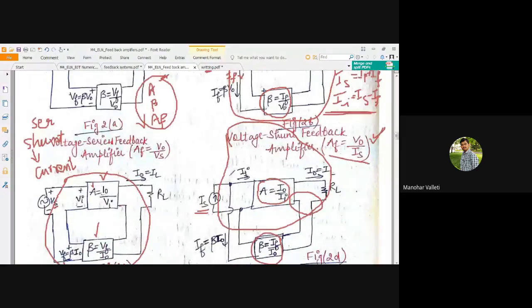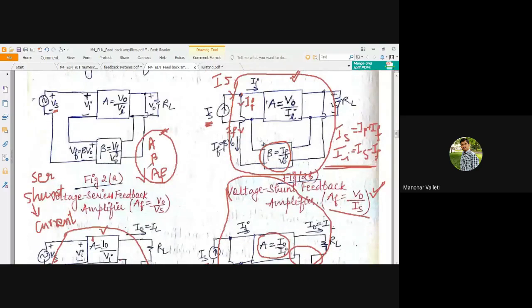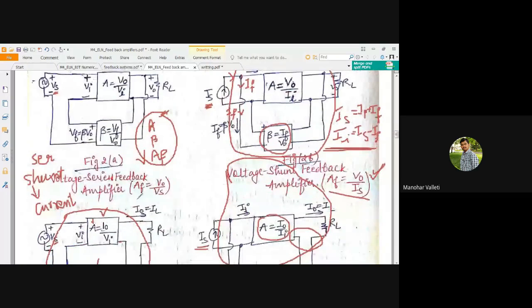So based on these feedbacks, by seeing the AF gain, feedback gain, can I give some name to this? As the gain is output voltage by input voltage, then I can say voltage series feedback. Based on this AF equation, we are giving one more name to this voltage series feedback. So this acts as a voltage amplifier, because the gain is output voltage by input voltage.